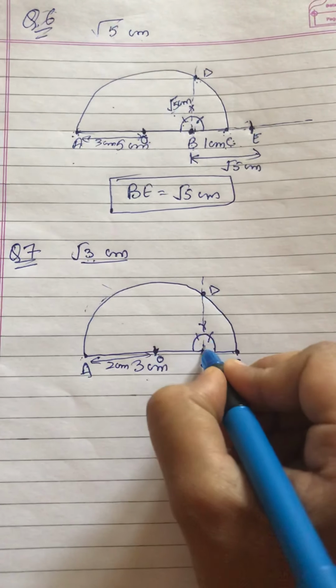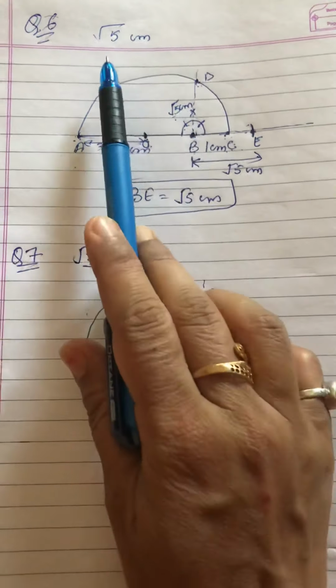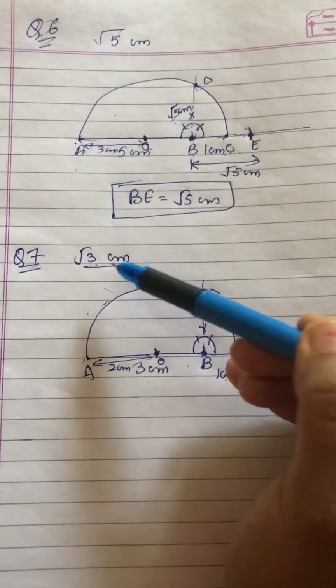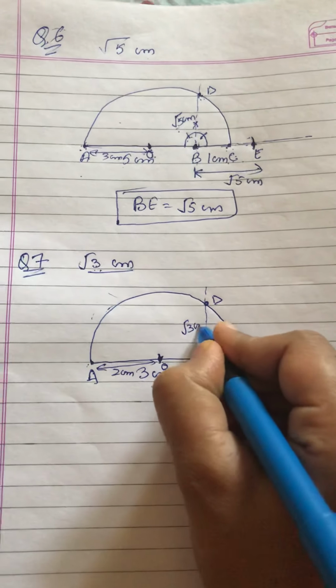What is the length of BD? What will be the length of BD? In the previous question, we had to find root 5. So automatically this was equal to root 5 centimeter. In this question, we have to find root 3. So automatically this BD will be equal to root 3 centimeter.